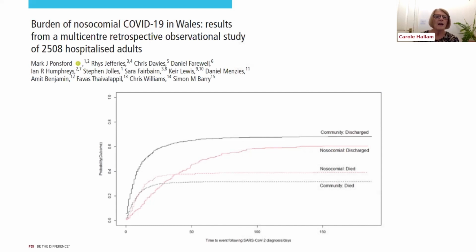So a paper by Mark Ponson in Wales looked at inpatient mortality, and what they said was that the mortality was consistently higher in those that actually acquired COVID in hospital, compared to if they acquired it in the community and then were admitted to hospital. And nosocomial infections occurred on average 30 days after admission. So you can see here the chart about those differences between the mortality of community and nosocomial acquired.